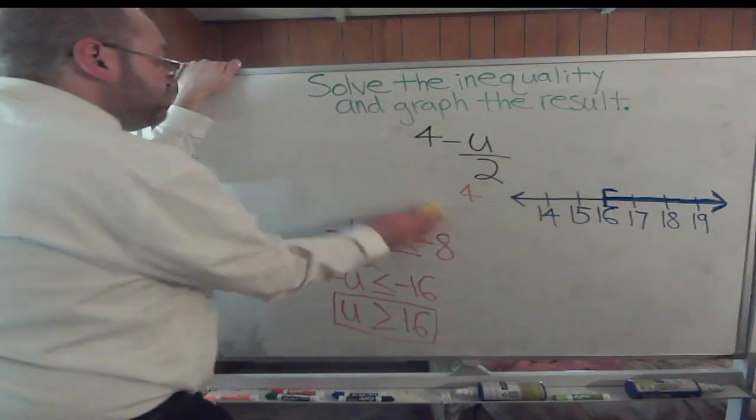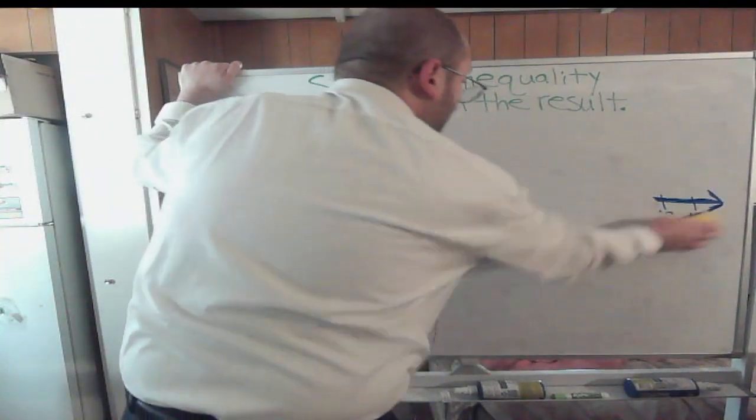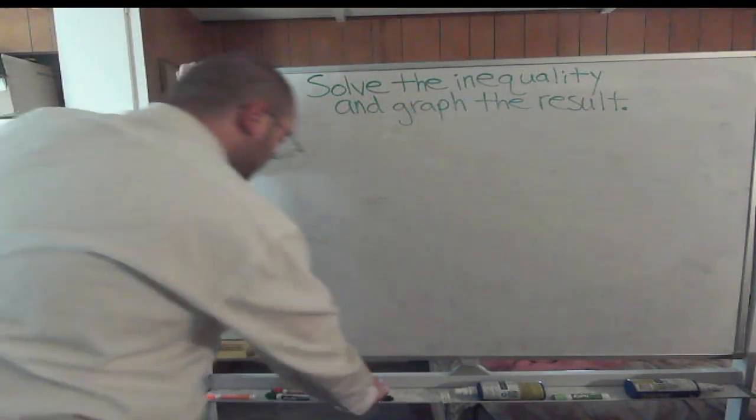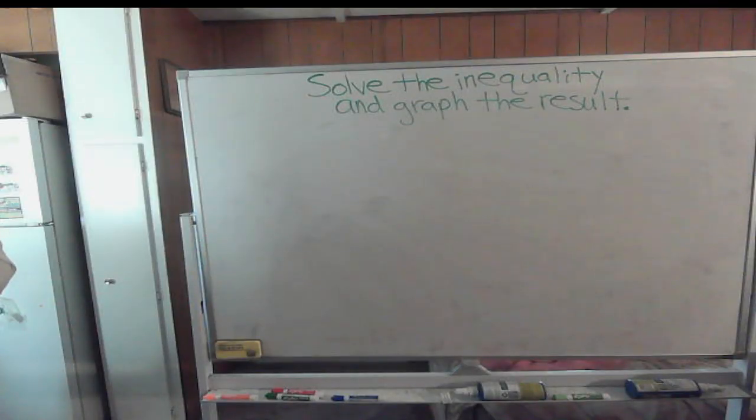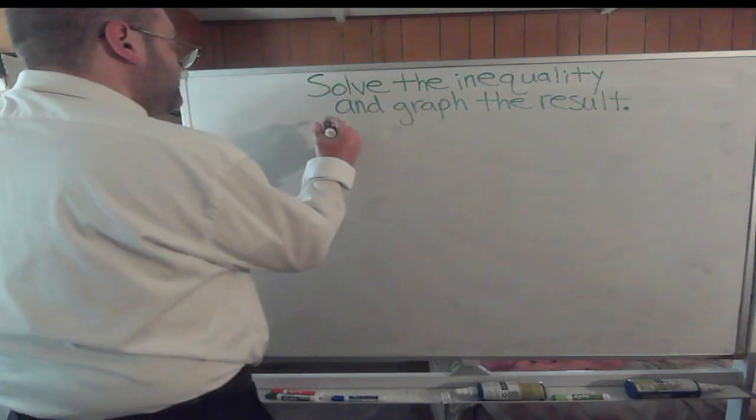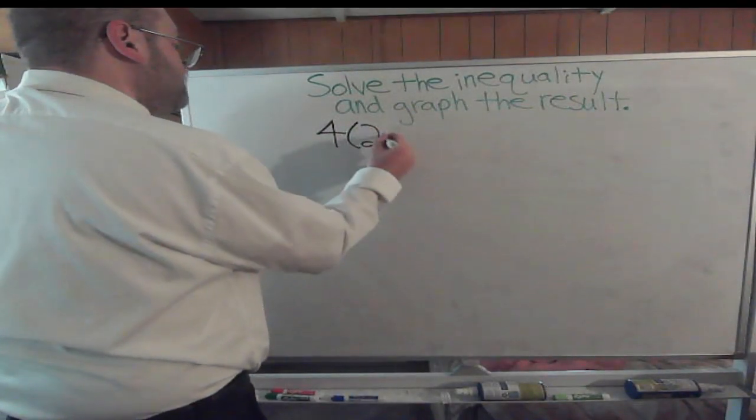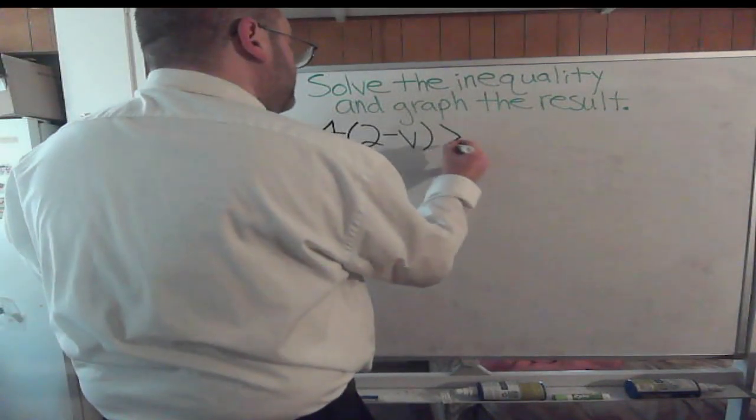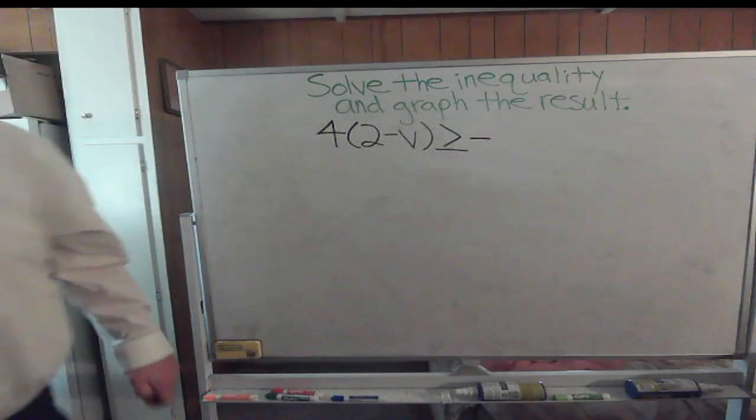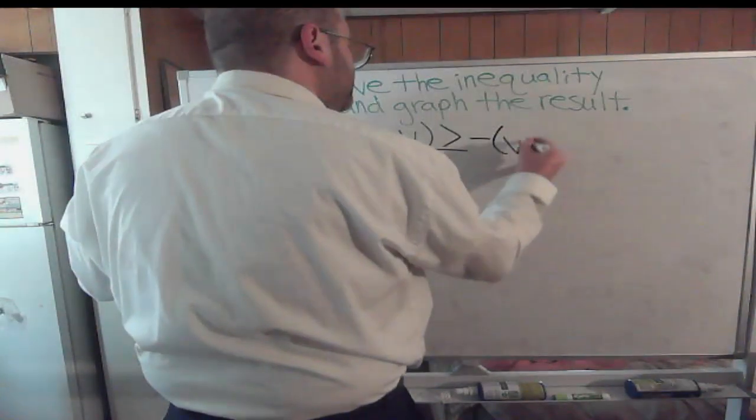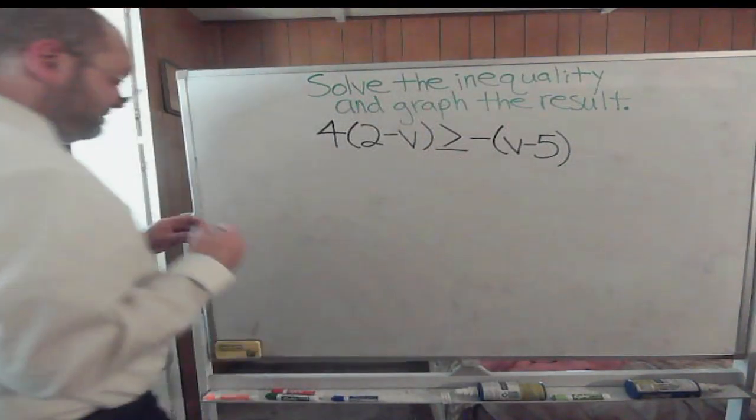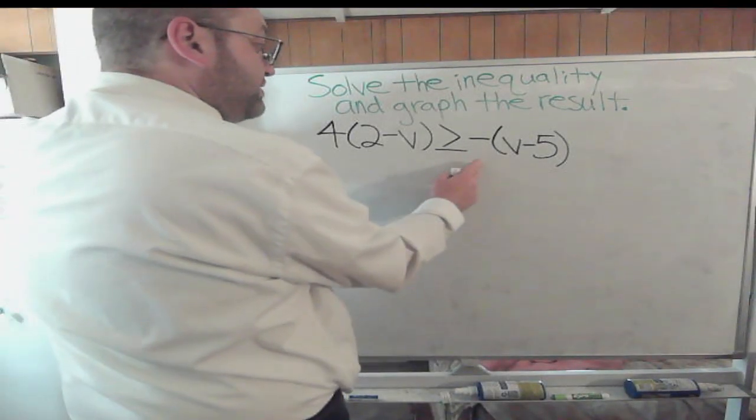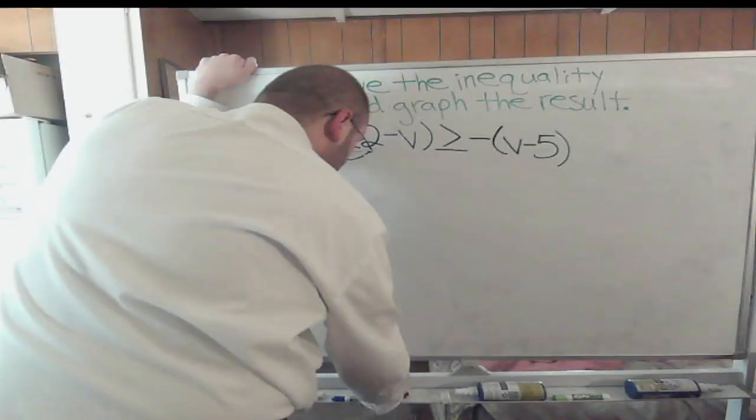Okay, I got one more problem, then we'll be done for the day. Oh, good one. So we have 4 times 2 minus v is greater than or equal to the negative of v minus 5. Alright, so we have a couple distributives here. We have 4 times the quantity of 2 minus v is greater than or equal to negative of v minus 5.